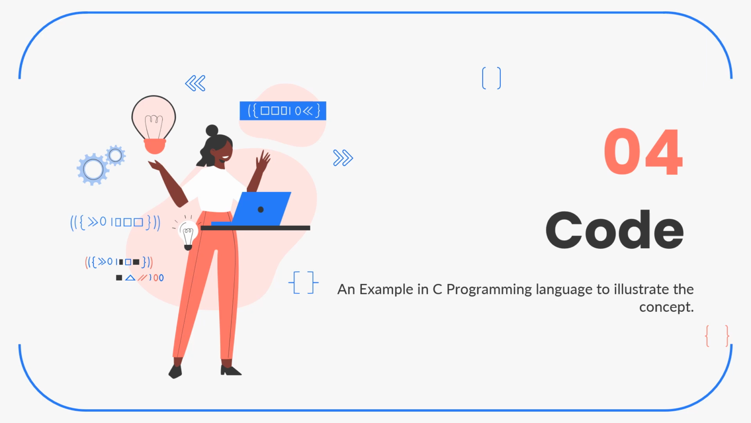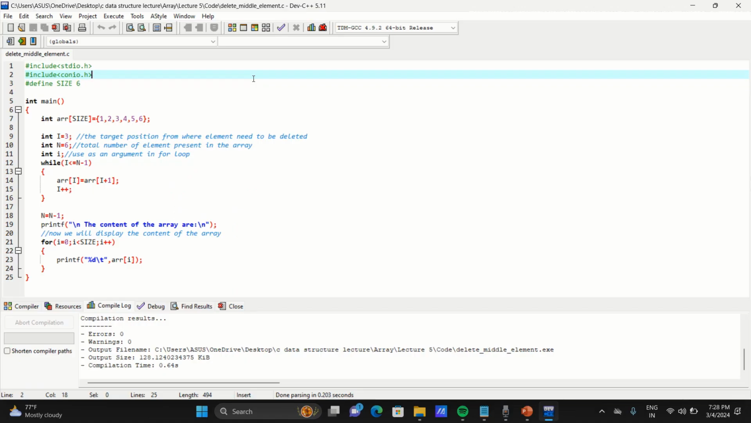As we have understood the algorithm for deletion, let's explore an example in the C programming language to implement the concept. In the code snippet, we have an integer array of size 6. Next, we define 3 variables: capital I for storing the target position of the element we want to delete, capital N to represent the total number of elements present in the array, and small i, which is used for the loop. Now, coming to the main part of the code, we have a while loop which runs until the value of capital I is less than or equal to n minus 1.